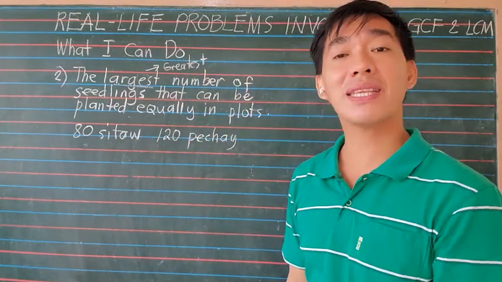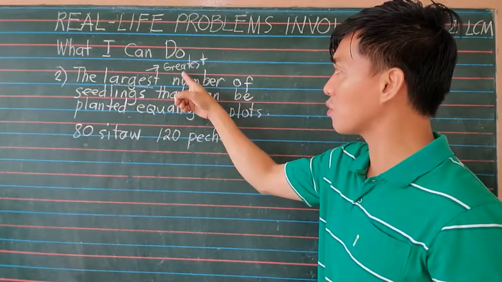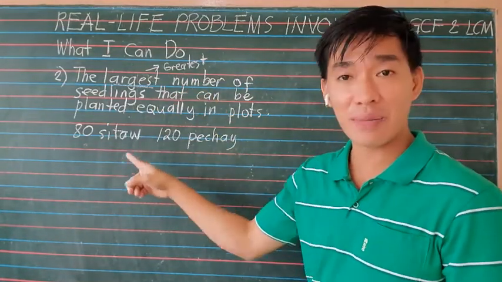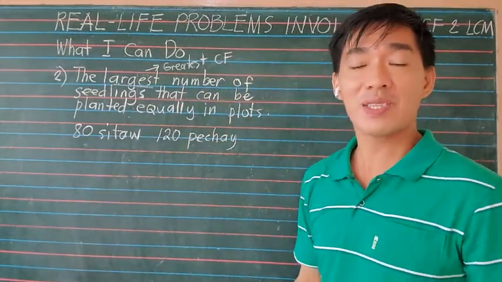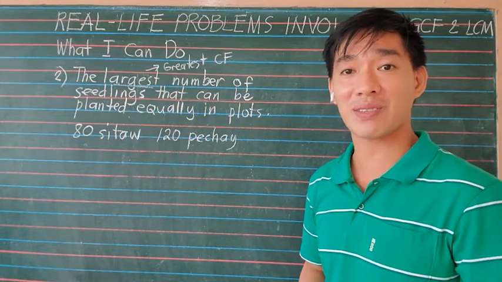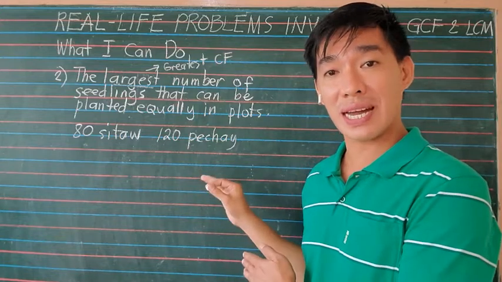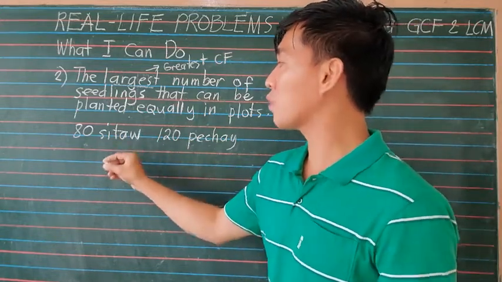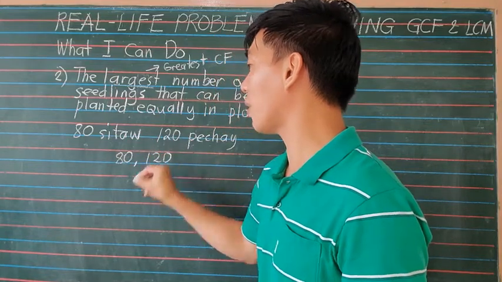Ayan. So dapat titingnan natin yung mga word clues na yan. Greatest. And when we are talking about greatest number that could divide the both of them, we are looking for the greatest common factor. So therefore, the solution for this problem is greatest common factor. So that's the thing that we will have to do this time. So we have to look for the GCF of 80 and 120.